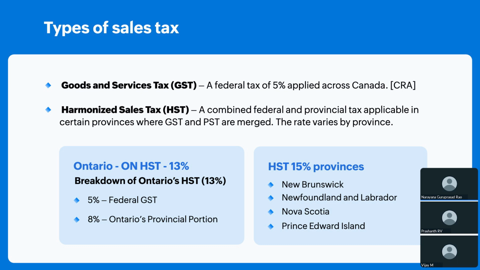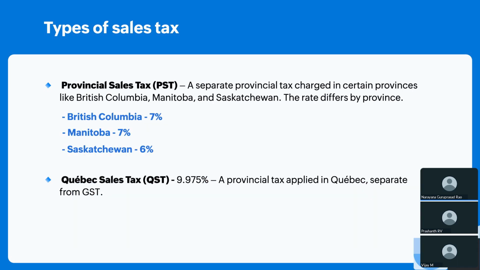And these are the list of provinces where only 15% of HST is paid for the sales. The provincial tax is collected separately in some provinces like British Columbia, Manitoba, and Saskatchewan.